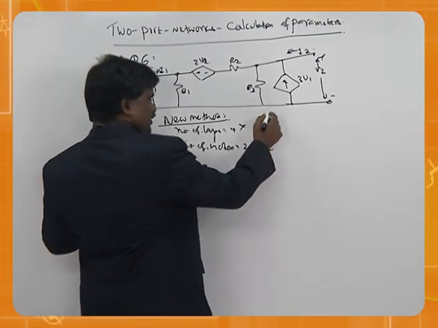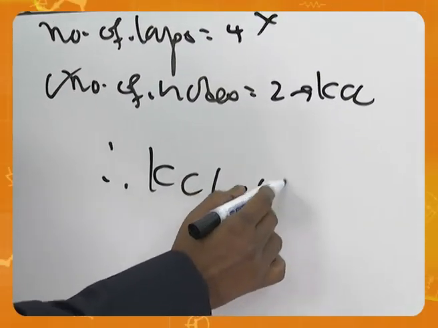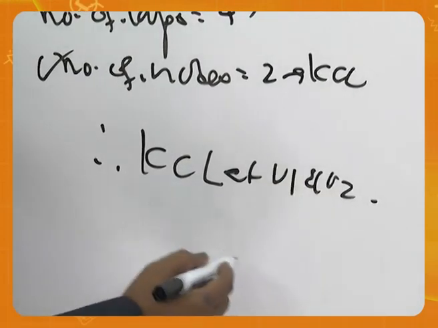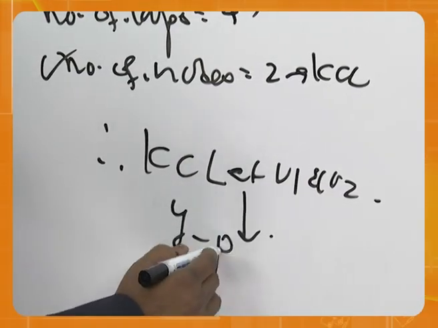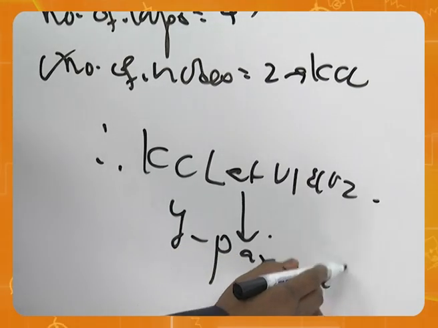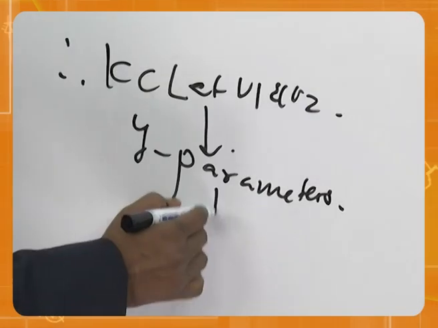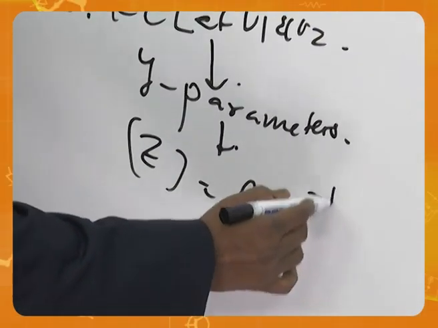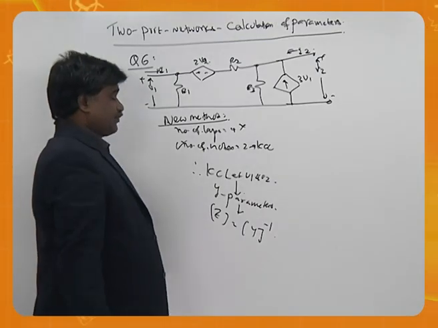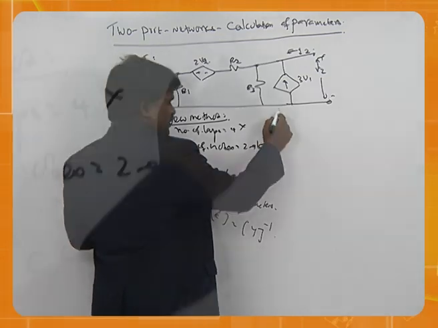So I am going to apply KCL at V1 and V2. From there, you will get the Y parameters. After getting the Y parameters, you will say the Z parameters is nothing but Y inverse. That's the meaning.